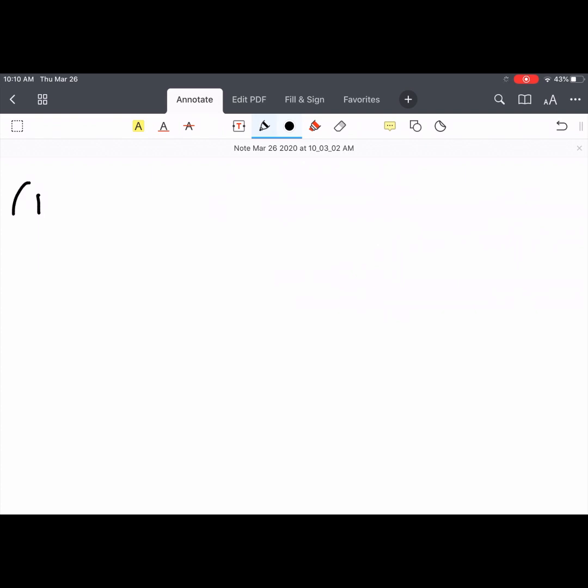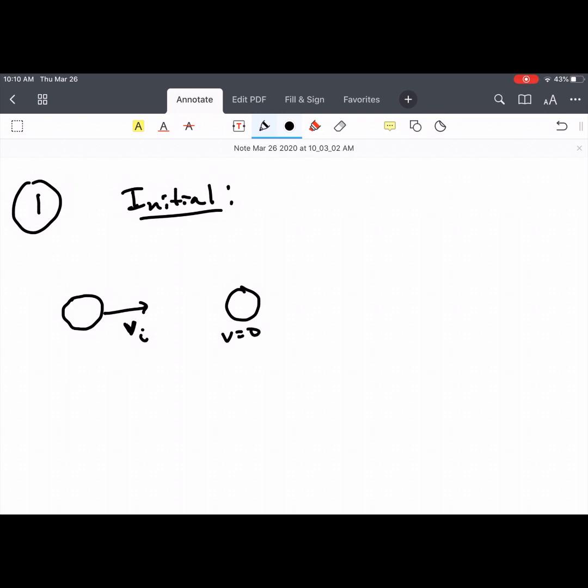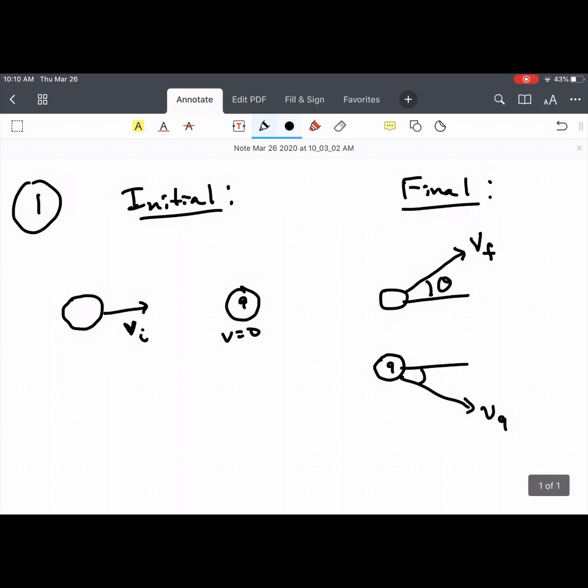We have the following situation. Initially, our cue ball is moving with some velocity v initial, and our 9 ball is stationary. And finally, after the collision, they're both going to be moving. We had the cue ball moving at v final, let's call it, at some angle theta above the horizontal. And the 9 ball is going to be moving with some velocity v9 below the horizontal.